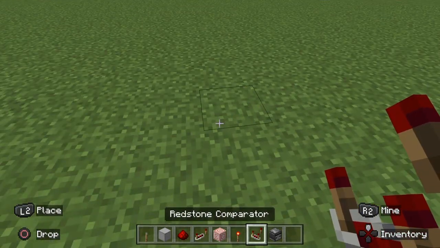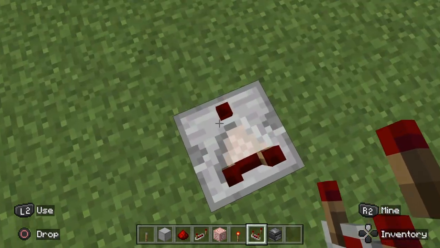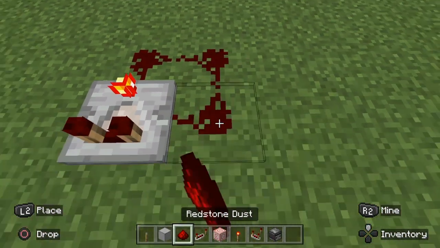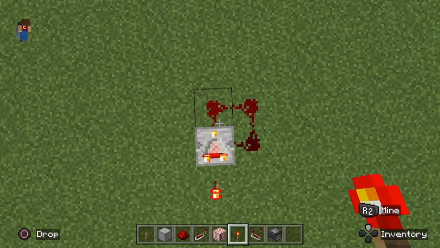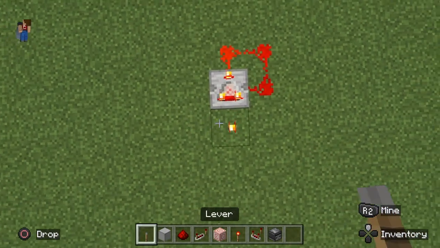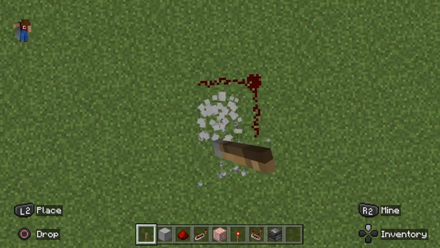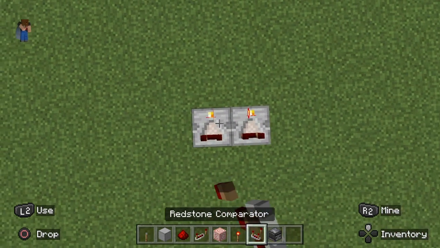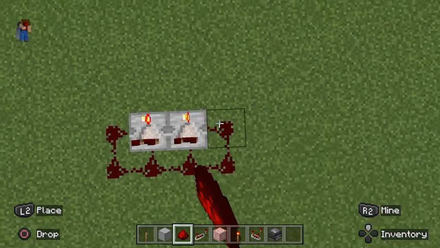So the first design, the best design I use, uses a comparator on subtract mode, plugged into itself with a redstone torch behind it, or a redstone block, just a power source. And actually, if you use a lever here, you can turn it on and off. The other way to make an on and off thing is just to use an XOR gate like this. But this is not one I use. I always just use that one. It's so much smaller and faster.